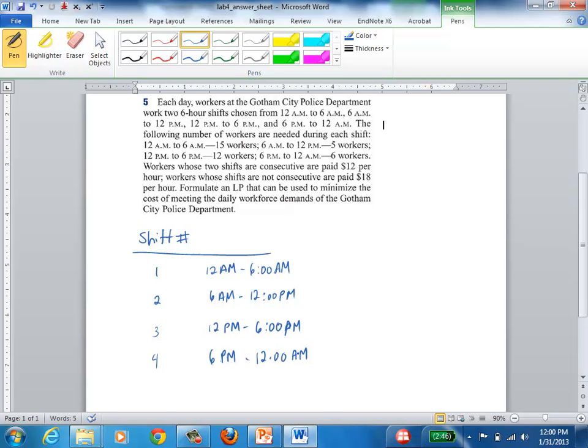Will it help if I told you that you can use this decision variable xij, saying that these are the workers working shifts i and j, and you have 4 shifts? It could be first shift, second shift; first shift, third shift; first shift, fourth shift. What would that be?